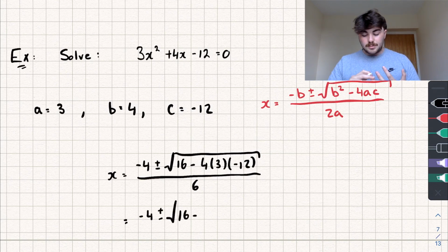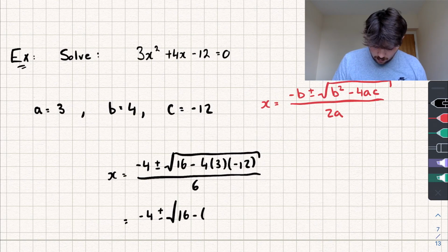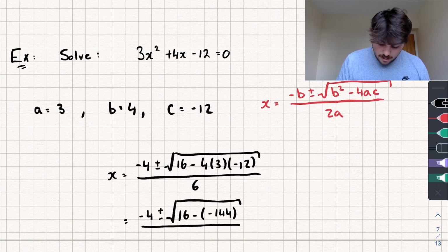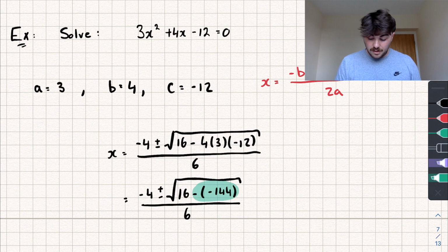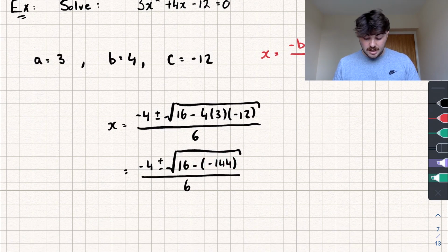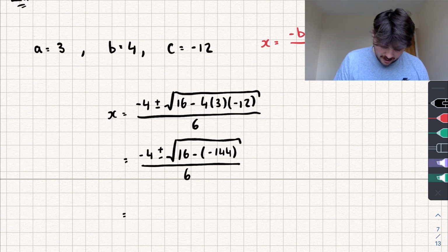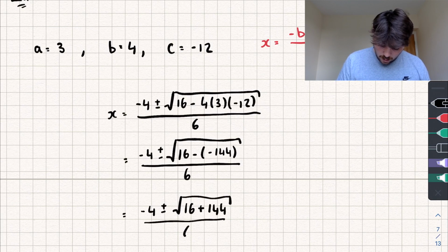Let's now simplify this, so we've got negative 4 plus or minus the square root of 16 minus, well, what is 4 times 3 times negative 12? Well, that's just going to be negative 144. And so this is where you're going to have to be a bit careful if you want to do it this way. So we've got 16 subtract negative 144, and this is the bit you need to be careful of. We're subtracting a negative, so that's going to turn into an addition really. So this is equal to negative 4 plus or minus the square root of 16 plus 144, and that's all over 6.